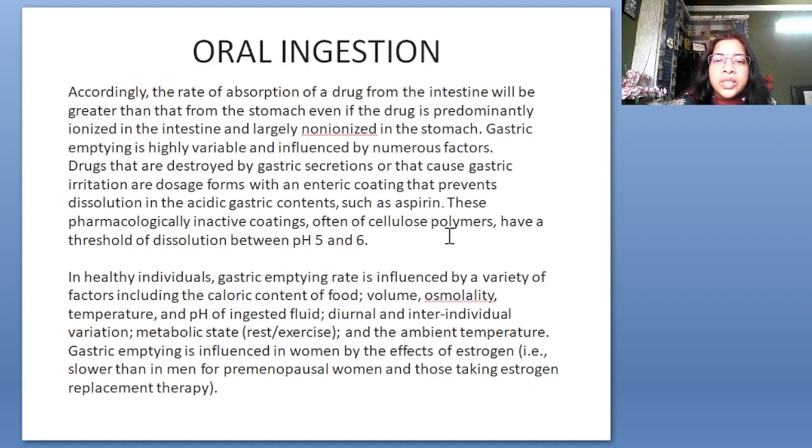In healthy individuals, gastric emptying is influenced by a variety of factors, including the caloric content of the food, volume, osmolality, temperature, and pH of ingested fluids, diurnal and inter-individual variations, metabolic state like resting or exercising, and the ambient temperature. Gastric emptying is influenced in women by the effects of estrogen, that is, it is slower than in men, for menopausal women and those taking estrogen replacement therapy.